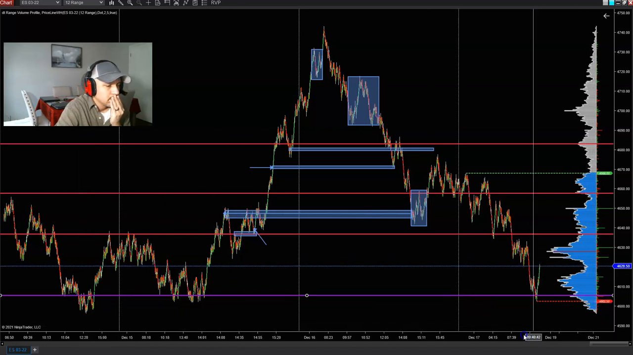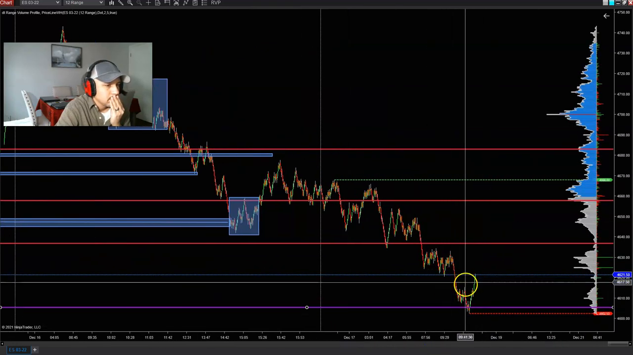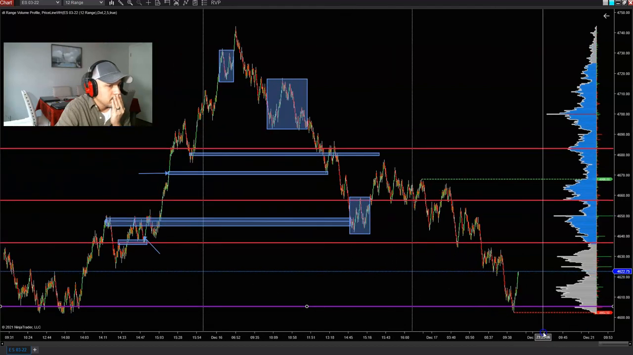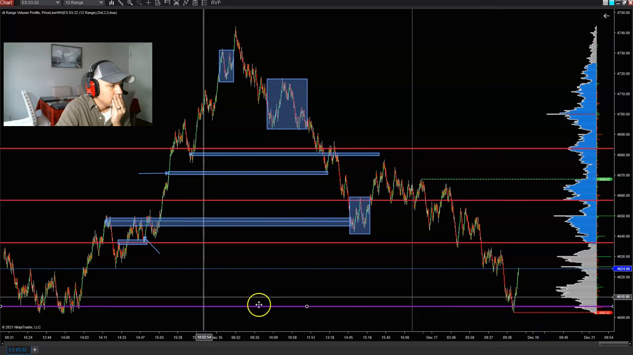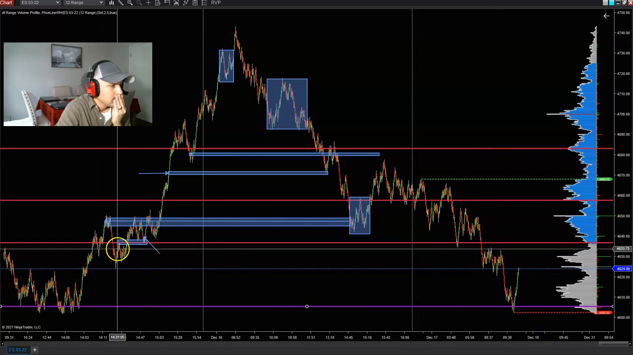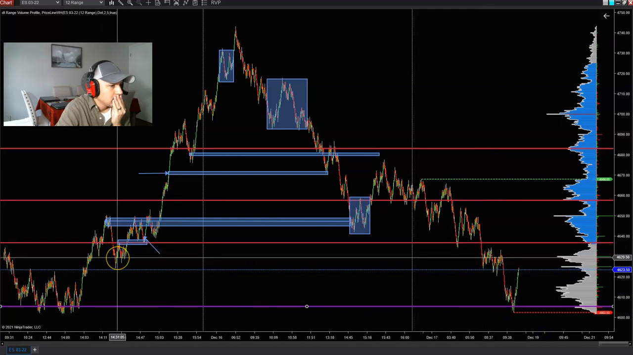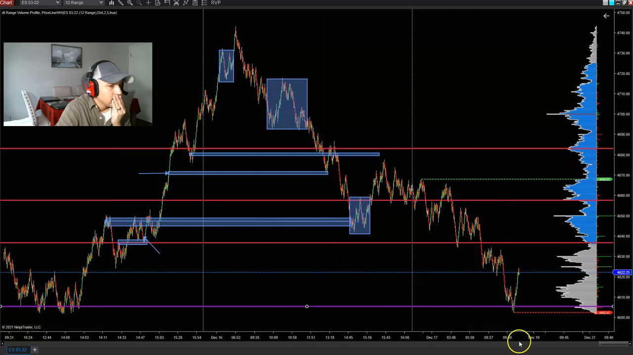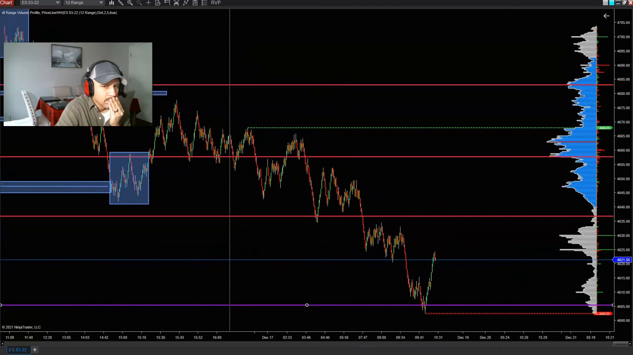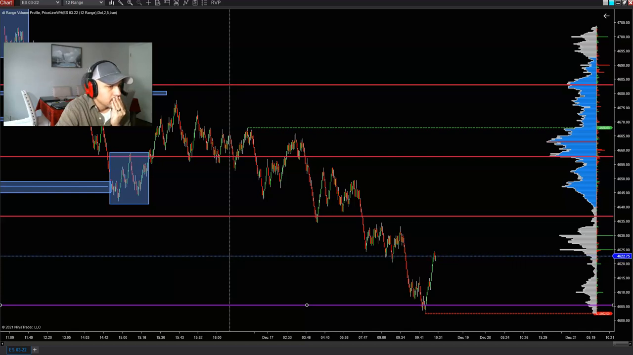Meaning price wouldn't push any lower when it came back into that area of resistance or supply. So price pretty much built an area of support. I saw that, and it couldn't push any lower, so I went long.